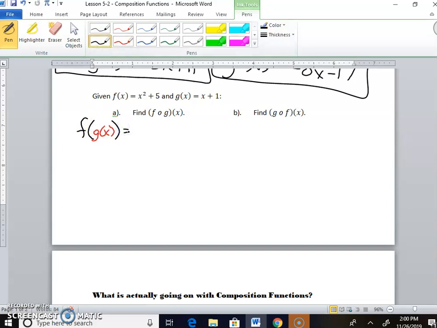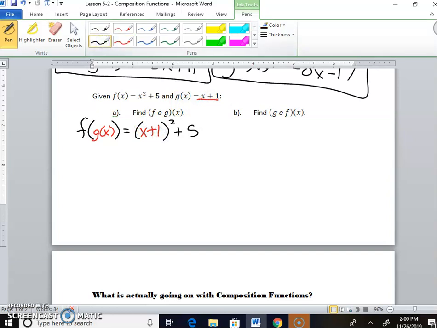Okay, so essentially I'm going to be taking my f function, which is x squared plus 5, right? And I know that I'm going to be plugging in my g of x. Now if you're starting to get the hang of this, you can kind of skip a step here, because I know if I'm plugging in my g of x, I need to plug it in here. And I know that my g of x is x plus 1. So I can go ahead and just plug in my x plus 1 here.